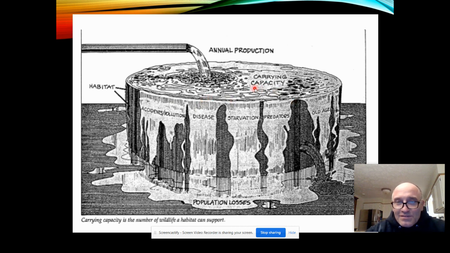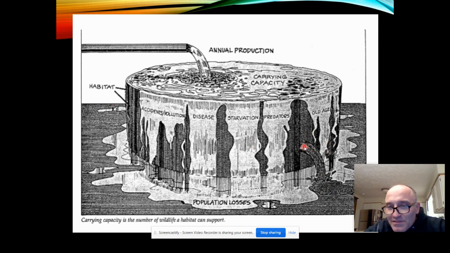And once that's been reached, there are things that will happen: accidents, disease, starvation, predators, just old age, and all those things will lead to what you see down here: population loss or the death of these individuals, which again will keep the ecosystem at a certain amount, which is what we call the carrying capacity. And they're calling this container the habitat. Obviously it would be the ecosystem we're talking about: your yard or the entire state of Ohio or the country or whatever.